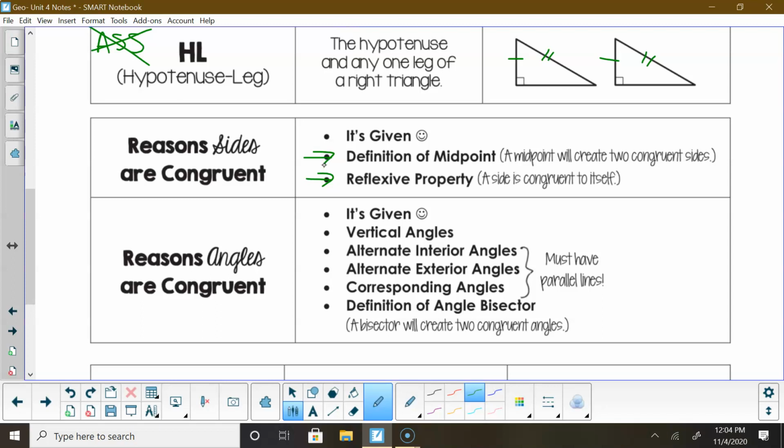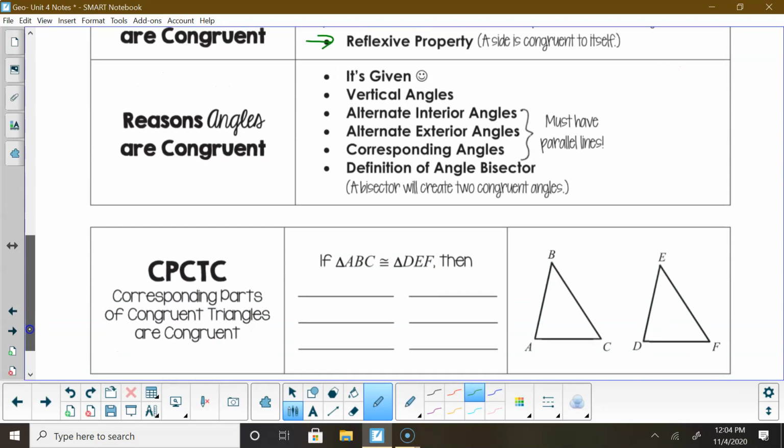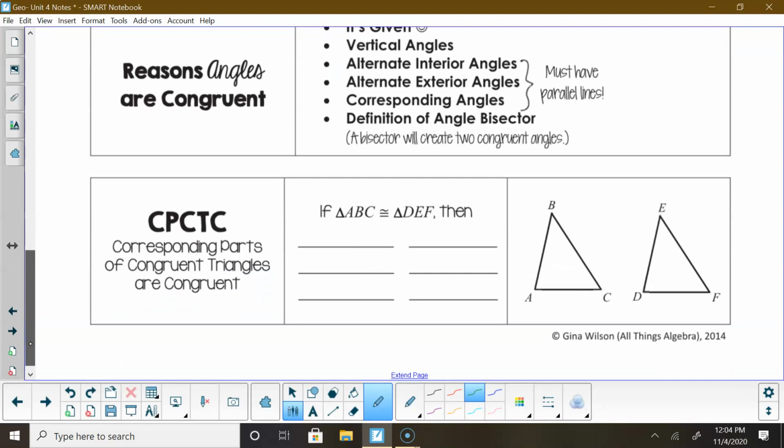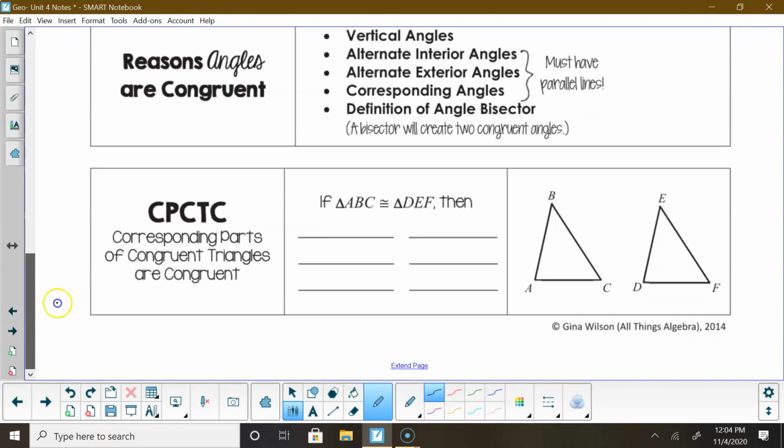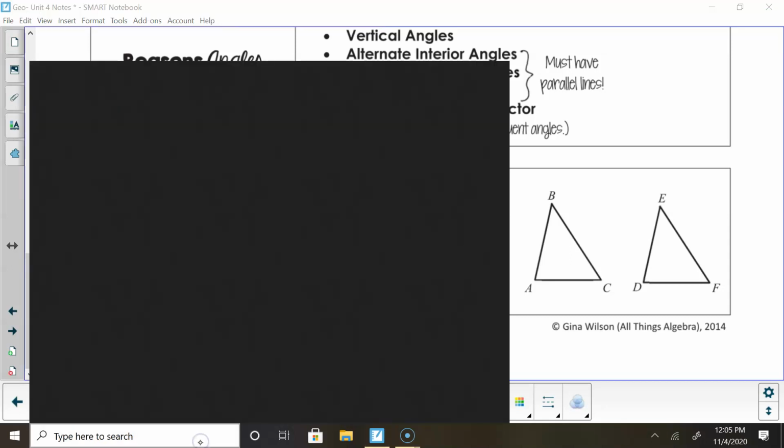Alright, when it comes to angles, you've got a whole bunch of different ones. Angle bisector is an easy one because that's typically a given. I will tell you this segment bisects this angle, and then you need to use angle bisector to tell me something about those two angles. And the last thing we've got is CPCTC again. Congruent parts of congruent triangles are congruent. So if I know that these two triangles are congruent, I can say angle A is congruent to angle D, and yada, yada, yada. B is congruent to E.